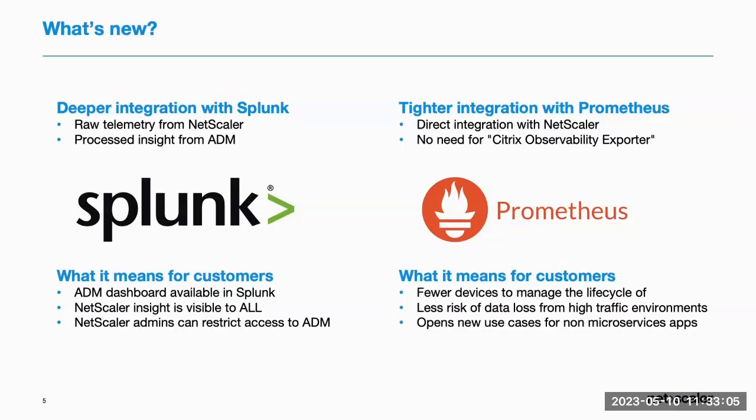It means it's one fewer device to manage, so the lifecycle doesn't matter. If the container for the COE, the Citrix Observability Exporter, you don't need that anymore. It also means that's one less step to take, so there's less risk of data loss that can occur in high traffic environments, which will please the customers and the admins. Similarly, if you don't have to use a container-based environment, you can potentially open up the use of Prometheus to NetScalers outside that microservices applications. And these are both exciting developments that I believe your customer will like.